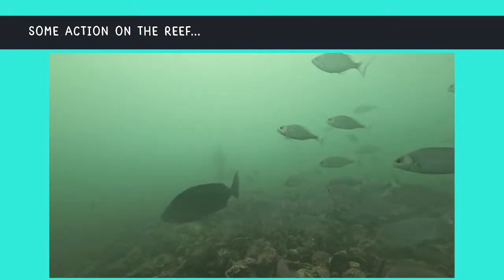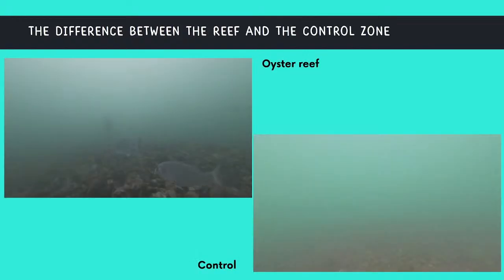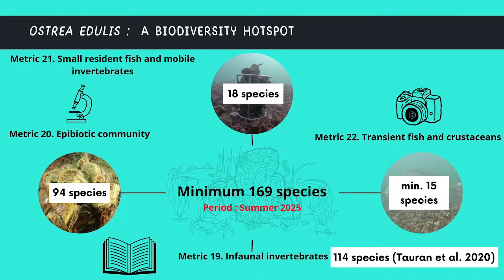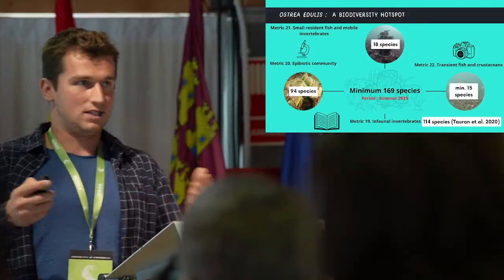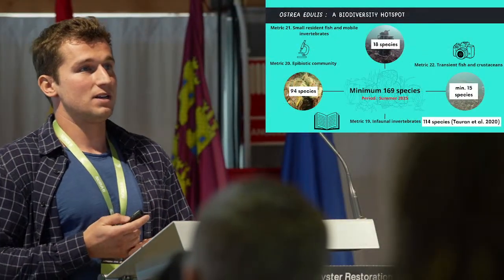The next slide is just to show you the impression that we have now when we are analyzing the data. Between the oyster reef, where we have quite constantly fish, especially in summer periods, there are fish schools, mostly sea breams, black sea breams, and the control zone, there is basically nothing, and sometimes one or two fish just swimming by.